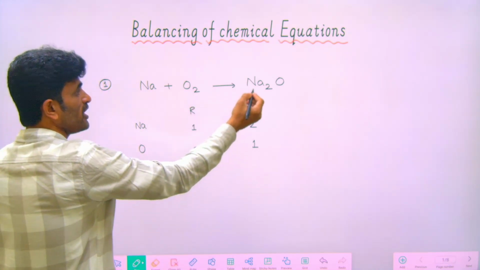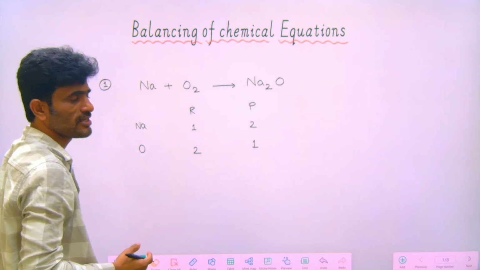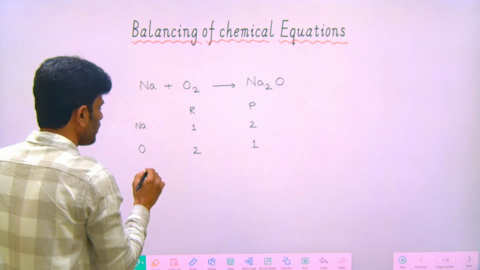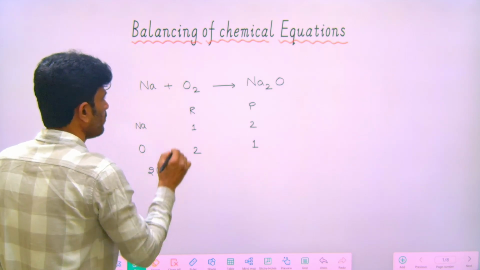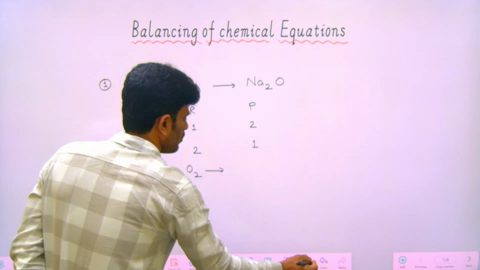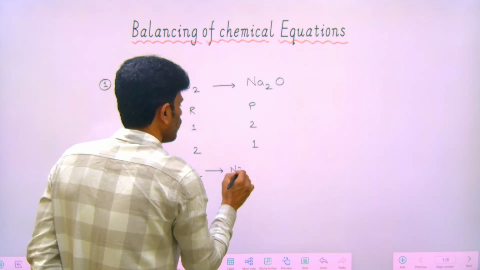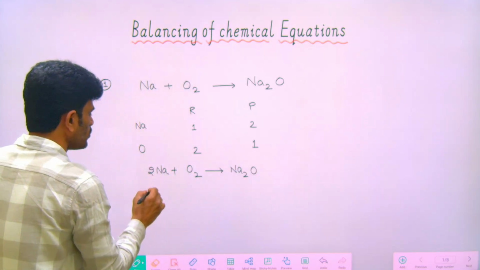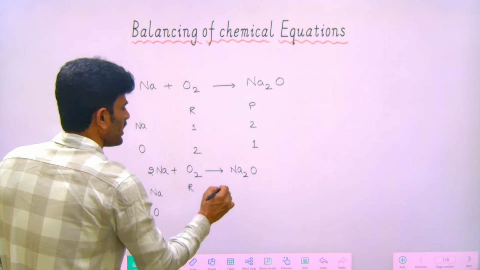Now, because we have two sodium atoms in the products, on the reactant side also we need two sodium atoms. So in the next step I am writing it as 2Na plus O2 gives rise to Na2O.